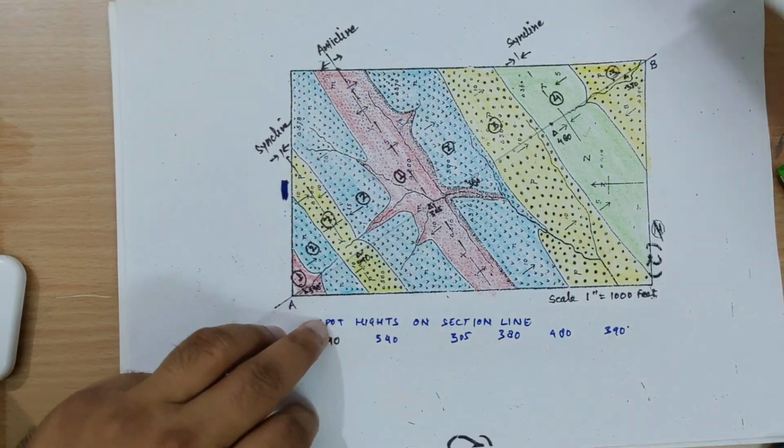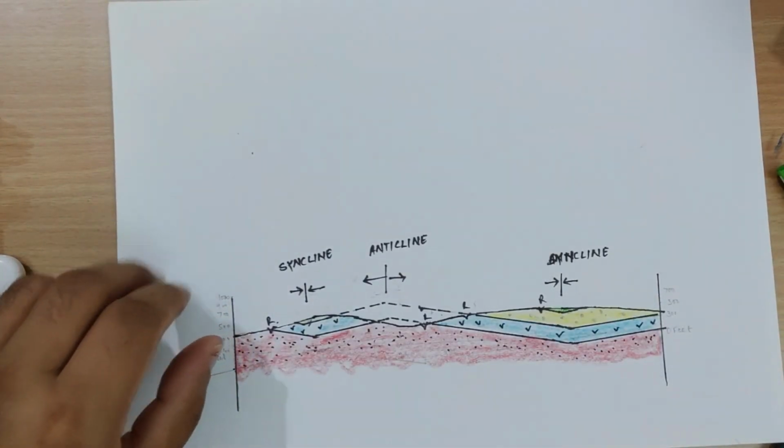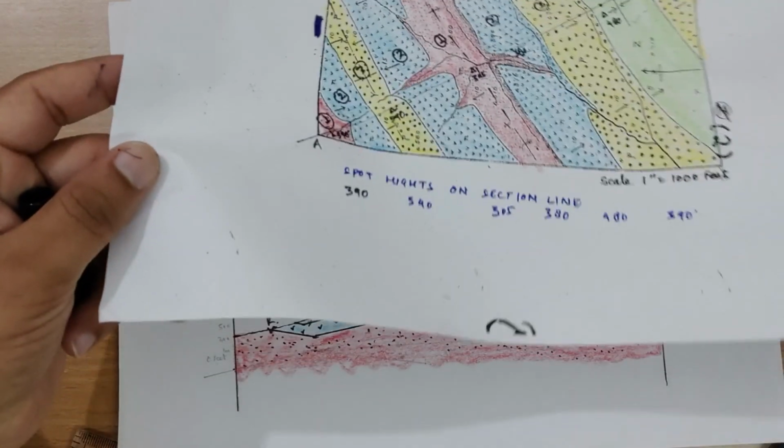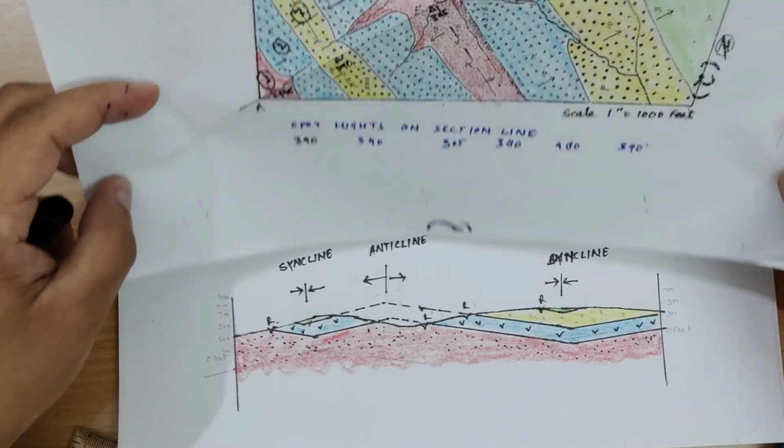So thank you. We have studied this map today, and for that we have this cross section. In the next classes we will be doing some more complex maps. Thank you.